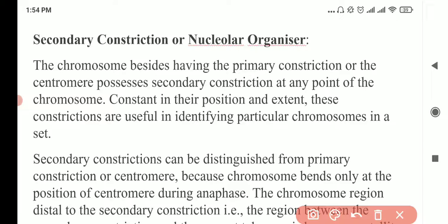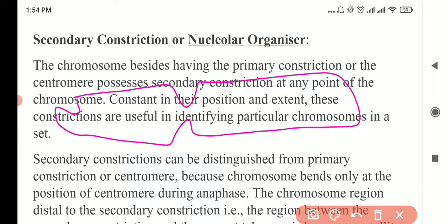So to distinguish between the primary and secondary constriction: the chromosome bends only at the primary constriction or the centromere during anaphase. The spindle fibers will never attach or bend at the secondary constriction. Even if by mistake, it will not bend there; it will bend from here when the chromosomes get pulled apart. It will bend only at your primary constriction.